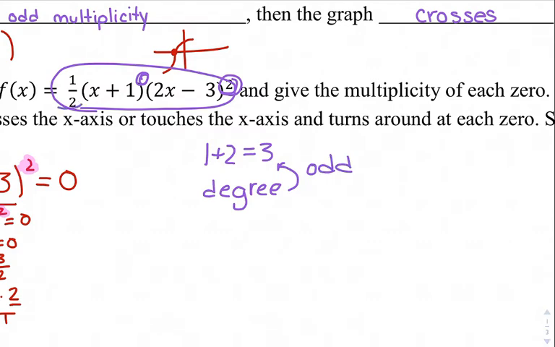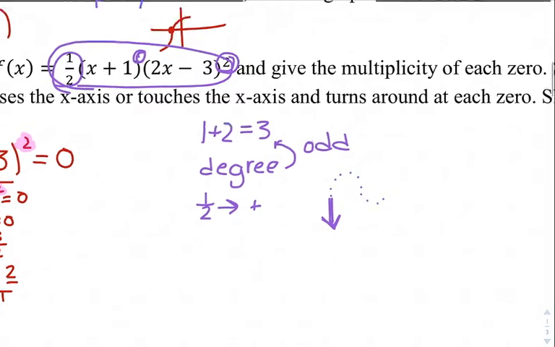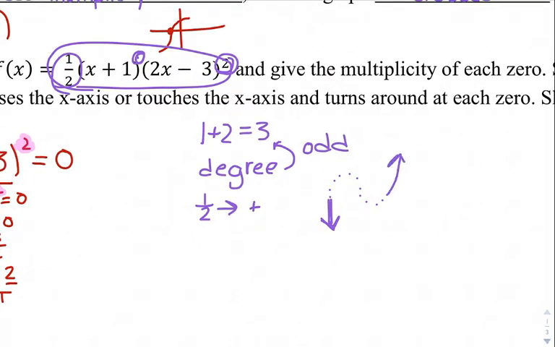The leading coefficient now is 1/2. 1/2 is a positive number. So recall what a graph looks like if it's odd and positive. If it's odd and positive, it starts falling towards the left, and then we're going to figure out what happens in the middle, and then it ends by rising to the right.